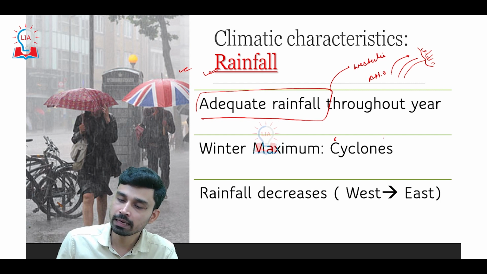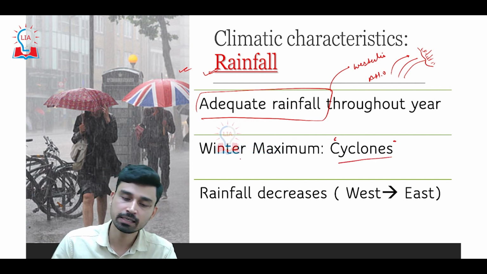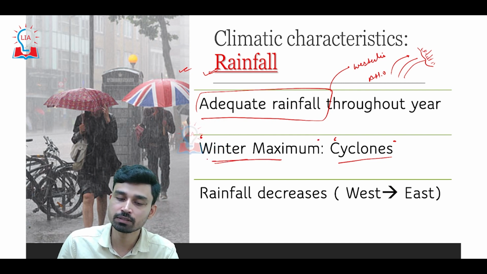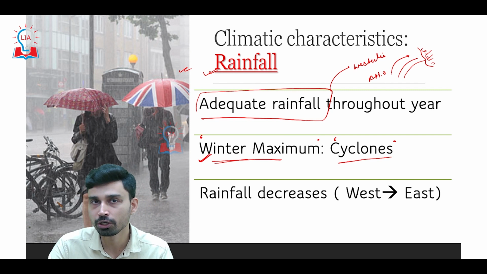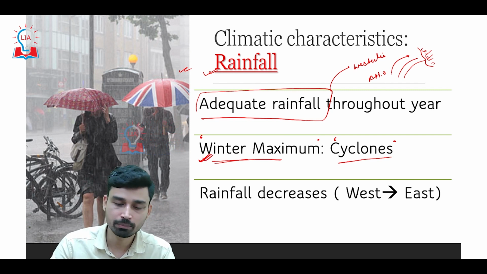However, in the winter times, as the number of temperate cyclones developing in this region suddenly increases, the maximum amount of rainfall this area receives is during the winter, not during the summer. This is something that we have to remember and keep in mind.